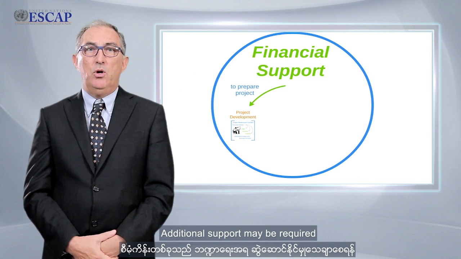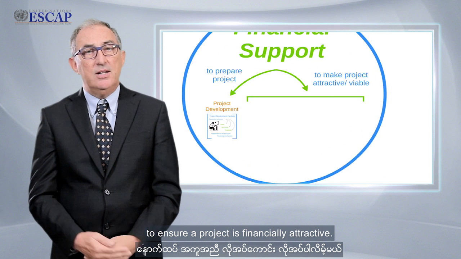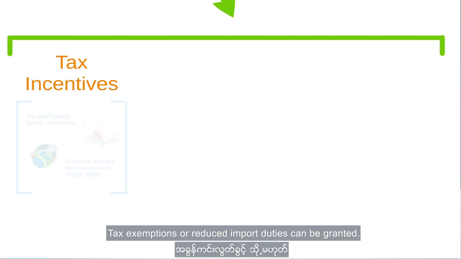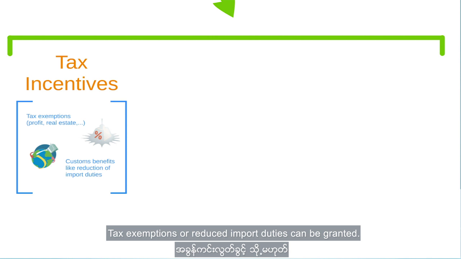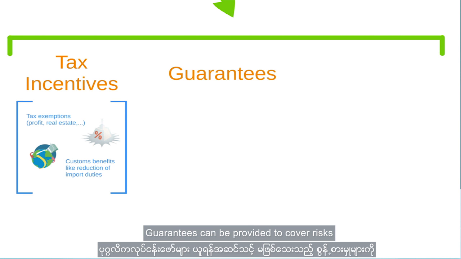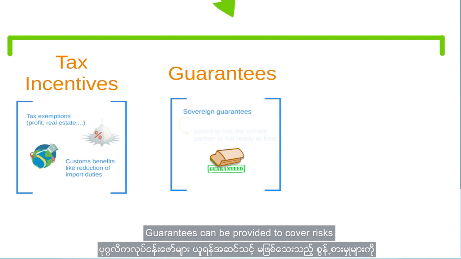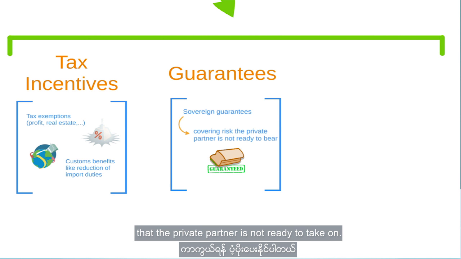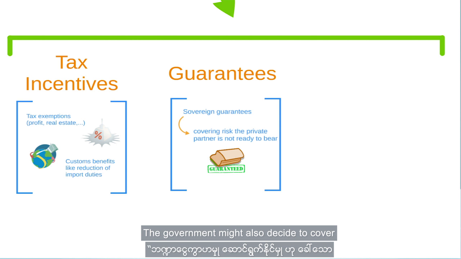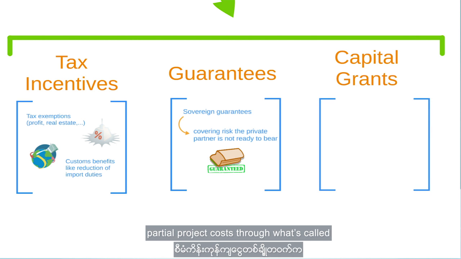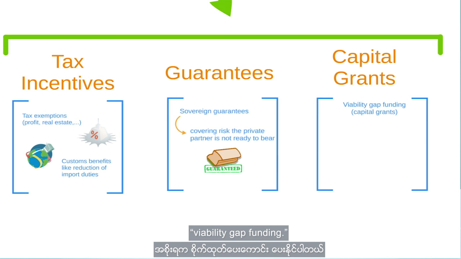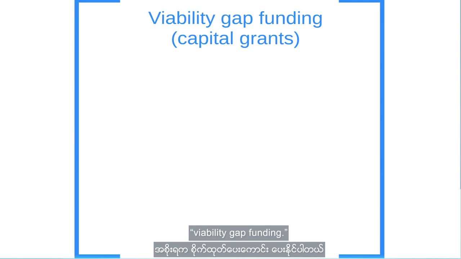Additional support may be required to ensure a project is financially attractive. Tax exemptions or reduced import duties can be granted. Guarantees can be provided to cover risks that the private partner is not ready to take on. The government might also decide to cover partial project costs through what's called viability gap funding.